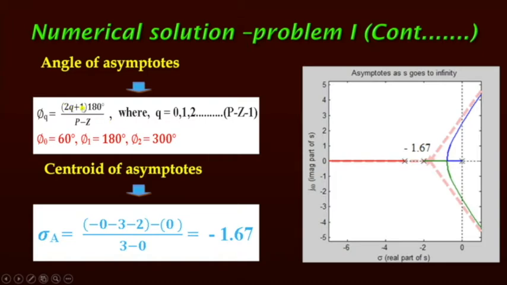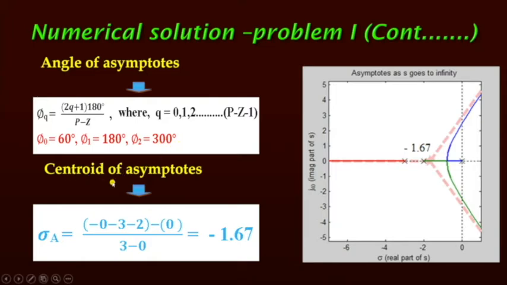When q equal to 0, 180 by 3, that means 60 degrees. When q equal to 1, 3 into 180 by 3, that means 180 degrees. When q equal to 2, that means 5 into 180 divided by 3, then this angle is 300 degrees.